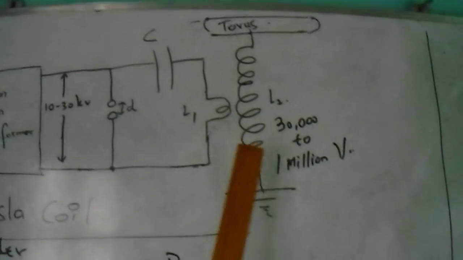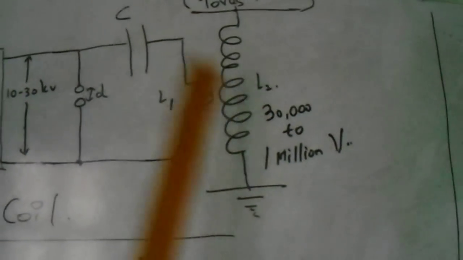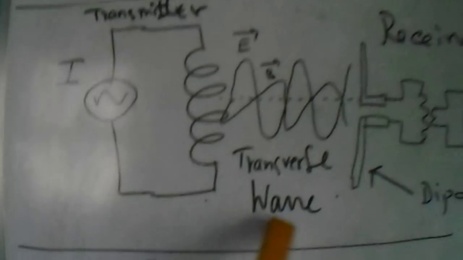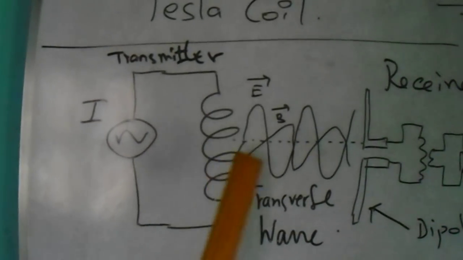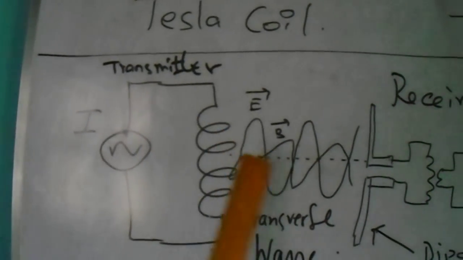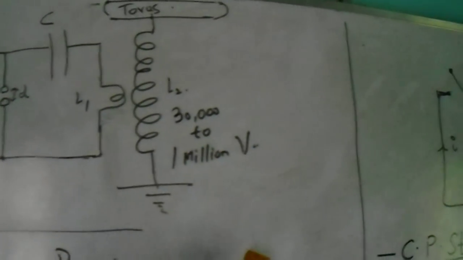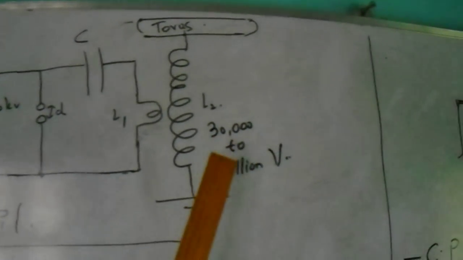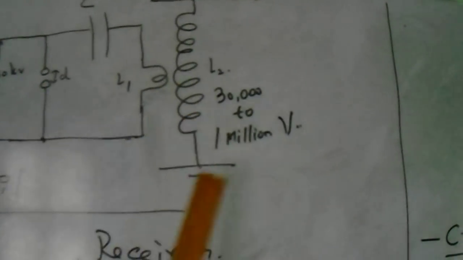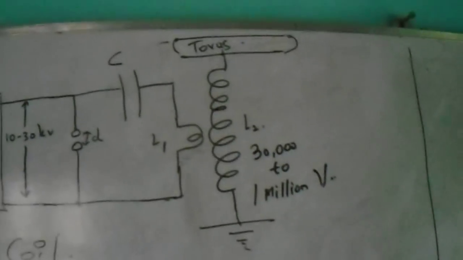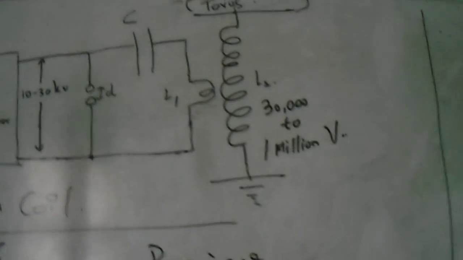And believe it or not, it's not the L2 coil, because what is created in the L2 coil is the conventional transverse wave, which is created all along the lateral surface of the L2 coil, and it is transverse in nature, and there is nothing different about it. In a Tesla coil, in L2, you have a huge voltage being created if it is well tuned, about 30,000 to 1 million volts, which is quite large.